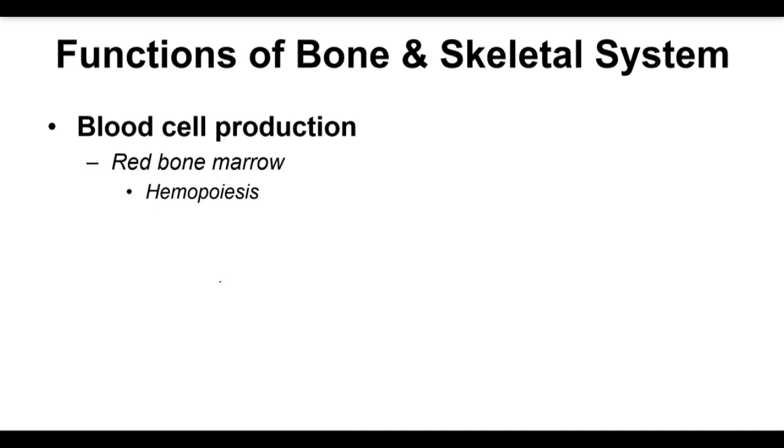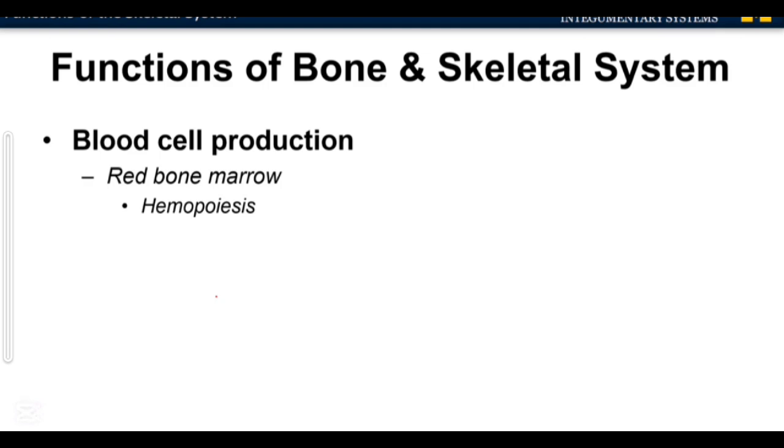Now, bone is also important in terms of hemopoiesis, and you'll talk about this a lot more with Dr. Fox when you talk about his blood lecture. But actually within the bone, within the red bone marrow, you're going to have blood cell production. So all types of blood cell production, red blood cells, white blood cells, etc. And that's going to be formed within red bone marrow.